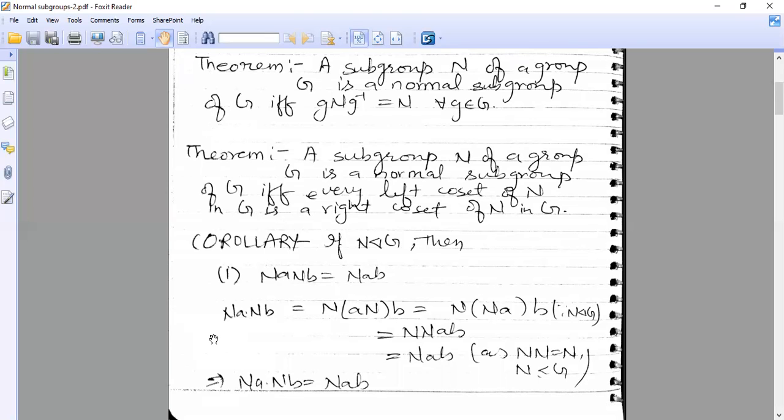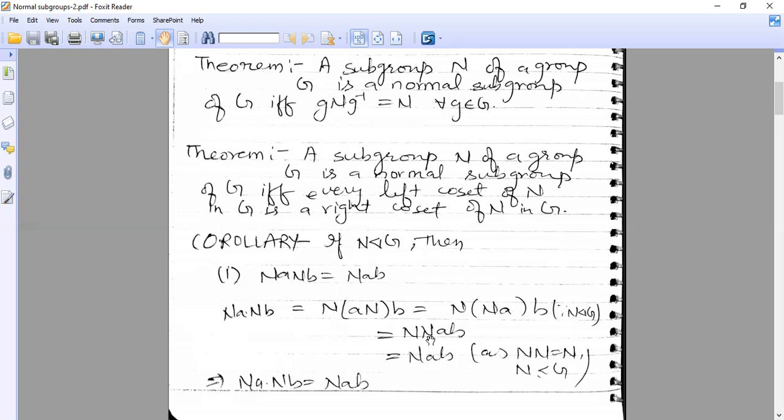So how are we going to prove that? Let us see. Na into Nb can be written as N into aN into b, using associativity. Here aN is your left coset. And as we know, if N is a normal subgroup, then every left coset is equal to a right coset. So I can write aN as Na. So this is equal to N into Na into b. Now this is equal to NN and ab.